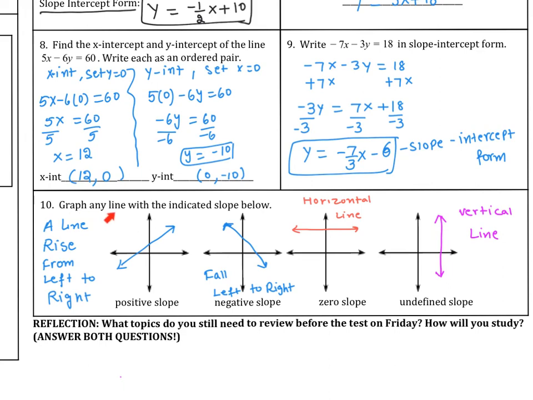Graph any line with the indicated slope below. If it is a positive slope, the direction of the line would be rising from left to right. Any line that is rising from the left side to the right side is going to be a positive slope. For a negative slope, from left to right, if any line is falling, it's going to be a negative slope. Zero slope means it's a horizontal line, and a vertical line means it's going to be an undefined slope.